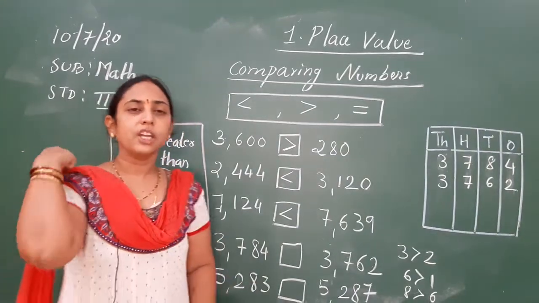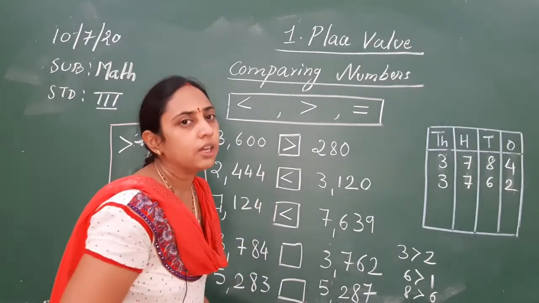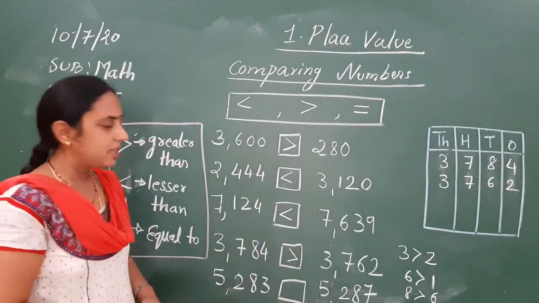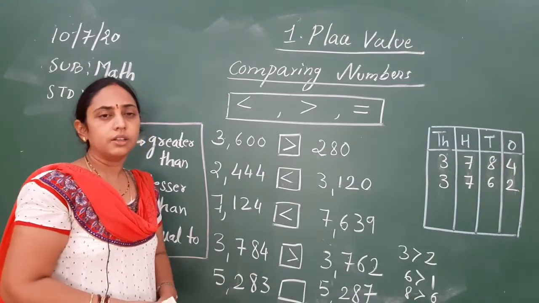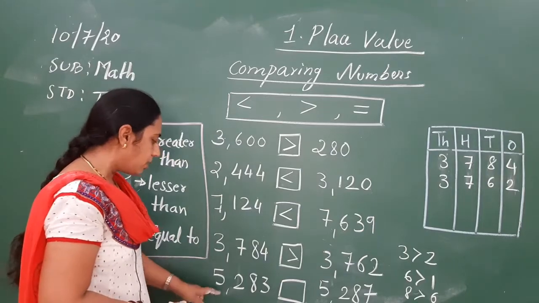Now once we have checked for tens place, no need to go for ones place. Here itself we can easily write. So again greater than sign, this side, this is greater than sign, right? Now see the next number.